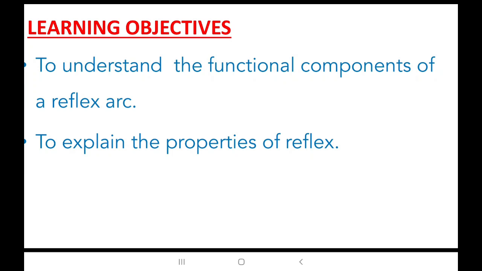Today, I am going to present a new topic, but in a different system, that is the central nervous system, and the name of the topic is properties of reflexes. First of all, our learning objectives. To understand the functional components of the reflex arc, this is our first objective. Second, to explain the properties of reflex.